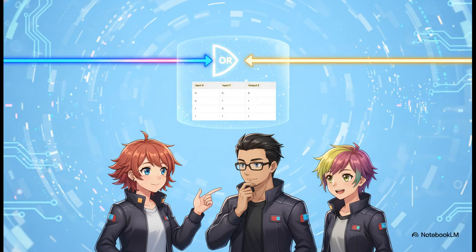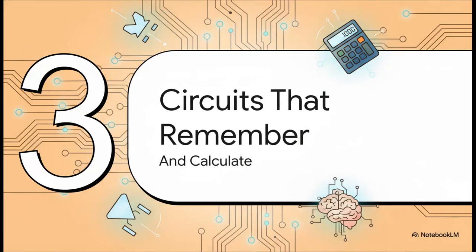And, just like that, look what we did. We went from a dumb physical switch to a circuit that could actually perform a logical operation. That's a huge leap. So, now we have these new building blocks, these logic gates. We can start putting them together to create even more powerful circuits. And these new circuits can do two things that are absolutely critical for any computer. They can calculate and they can remember.